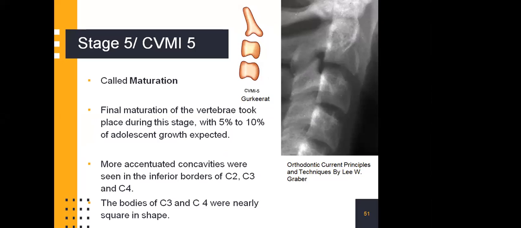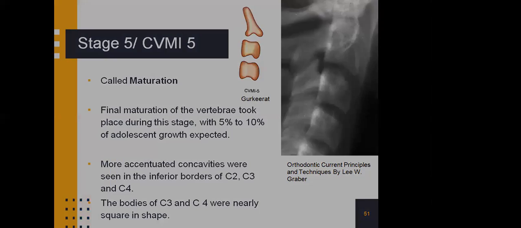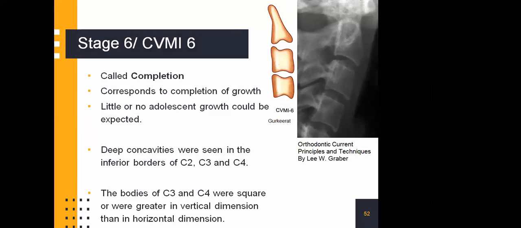adolescent growth expected. More accentuated concavities are seen in the inferior border of C2, C3, and C4, and the bodies of C3 and C4 are nearly square in shape. Stage 6 is the completion stage, which corresponds to the completion of growth, and little or no adolescent growth will be expected in this stage. Deep concavities are seen in C2, C3, and C4. The bodies of C3 and C4 are square or greater in vertical dimension than in horizontal dimension.